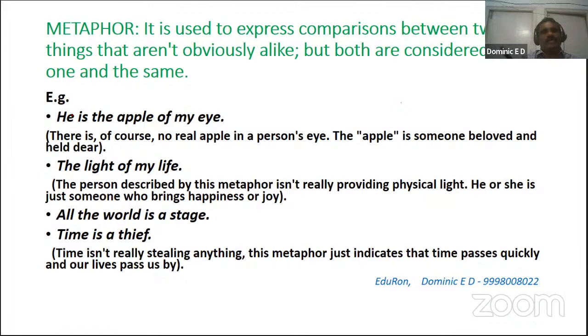When a person speaks about that, it's no real apple in a person's eye, but the apple is someone beloved and held dear. So you are very important to me in my life. You are the apple of my eye means the light of my life. A person described by this metaphor isn't really providing physical light. He or she is just someone who brings happiness or joy. So you can say, you are the light of my life or the apple of my eye, showing the importance of that person.